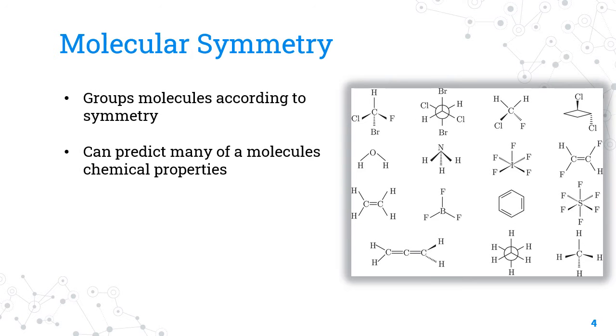So I already mentioned symmetry, but when you throw chemistry into the equation, you get something called molecular symmetry. And basically, it's a way to group molecules according to symmetry. And this is very helpful because you can predict many of the molecules' chemical properties. The picture to your right just shows various molecules. There's water, there's benzene in there, and just some of the basic molecules, showing off their symmetry properties.